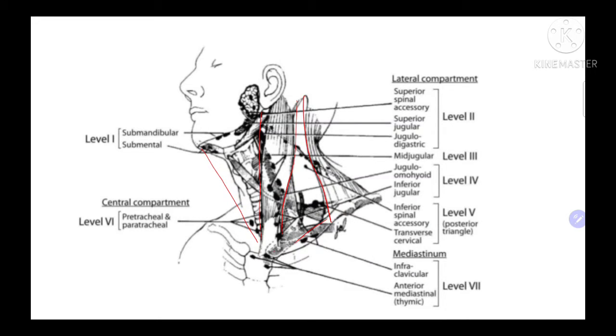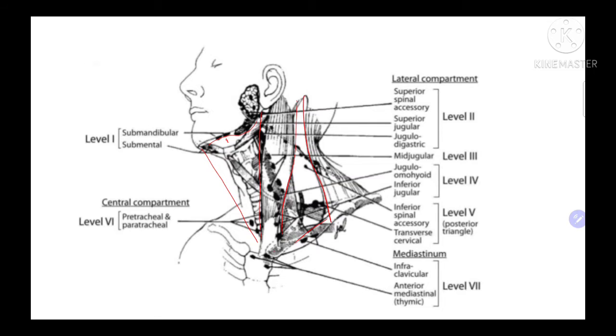So we're going to start now with the first level. The first level is the submental and submandibular level. The limits: superiorly, we have the mylohyoid muscle and the mandible. Inferiorly, the inferior border of the hyoid bone. Anteriorly, the platysma. Posteriorly, the posterior border of the submandibular gland.